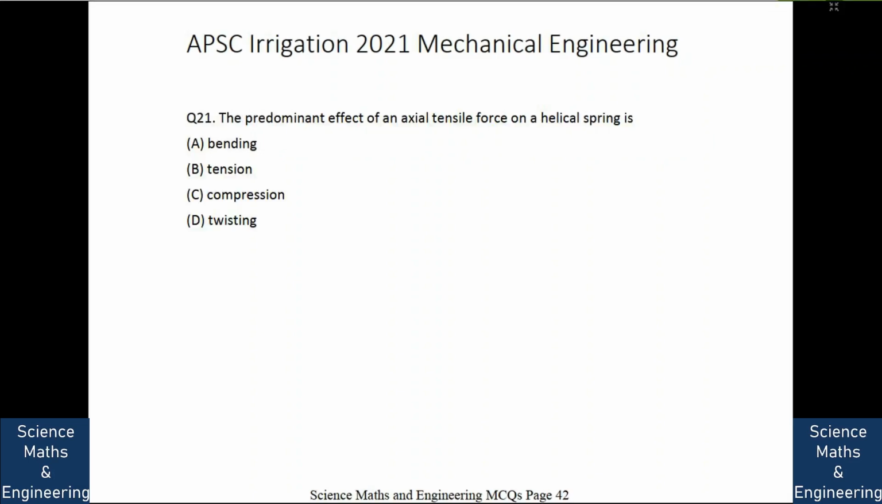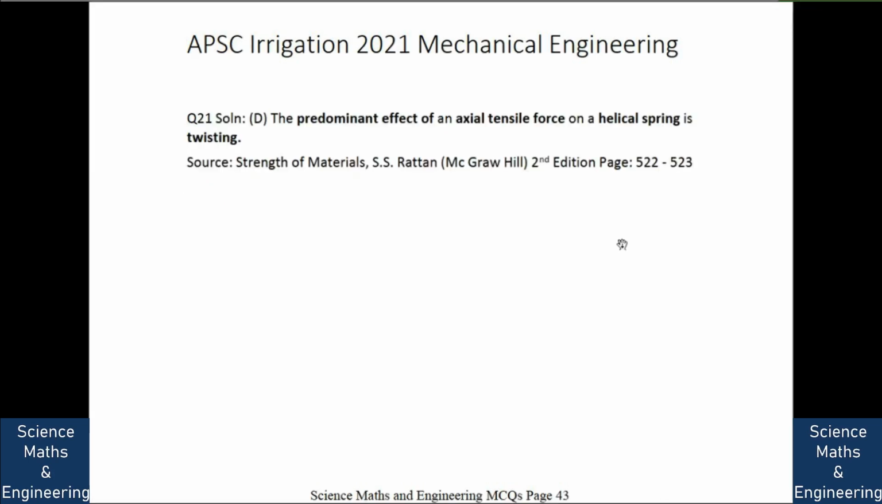The predominant effect of an axial tensile force on a helical spring is A, bending, B, tension, C, compression, or D, twisting. You can pause and think of the answer. So the answer is D, twisting. If you imagine a helical spring, and we have an axial tensile force, then it will have a twisting effect. Okay, so we'll go to the next question.